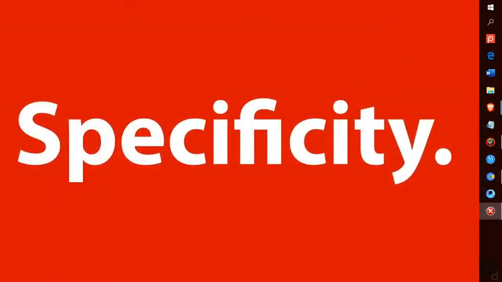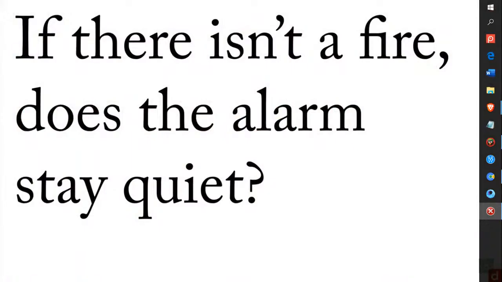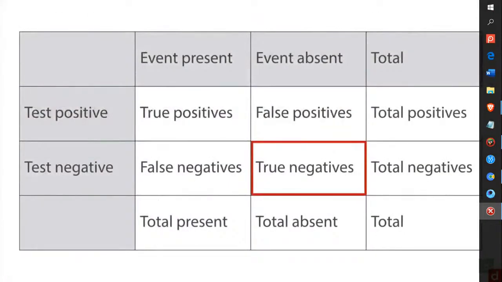Specificity, on the other hand, is sort of the flip side of this. If there isn't a fire, does the alarm stay quiet? This is where you're looking at the ratio of true negatives to total absent events, where there's no fire and the alarm's not ringing, and that's what you want. Now, those are looking at columns. You can also go sideways across rows.